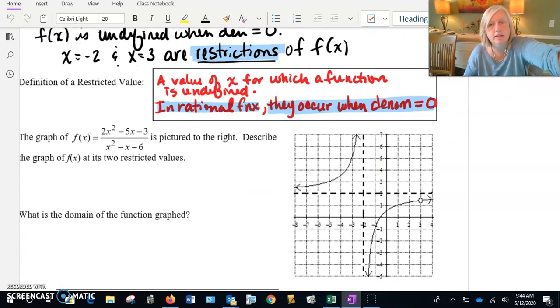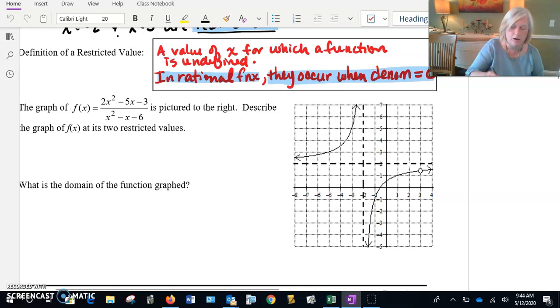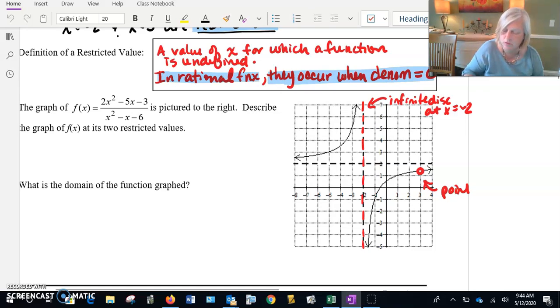All right, so looking down here is the graph of our function. And I will say, looking at it, you see here at -2, we have a vertical asymptote. So I'm going to go ahead and make that a dotted red line. And then also, I'm going to leave it in red, but there's a hole over here at 3. So the type of discontinuity is we have an infinite discontinuity at x equal to -2. We have a point discontinuity at x equal to 3.